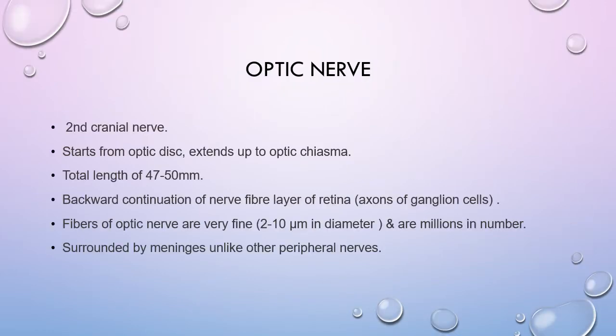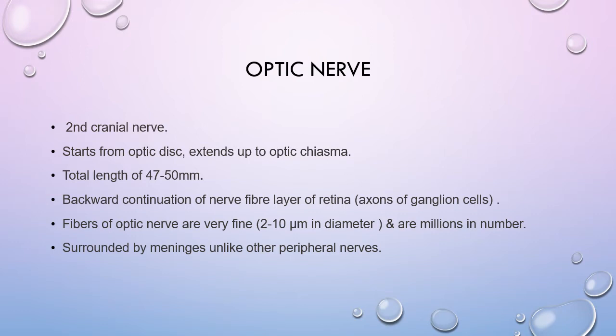Optic nerve, as you know, is the second cranial nerve. It starts from the optic disc. Optic disc is the papilla, which is the visible part of the optic nerve through fundoscopy. So the second cranial nerve starts from the optic disc and extends up to the optic chiasma. Total length of optic nerve is 47 to 50 millimeters.